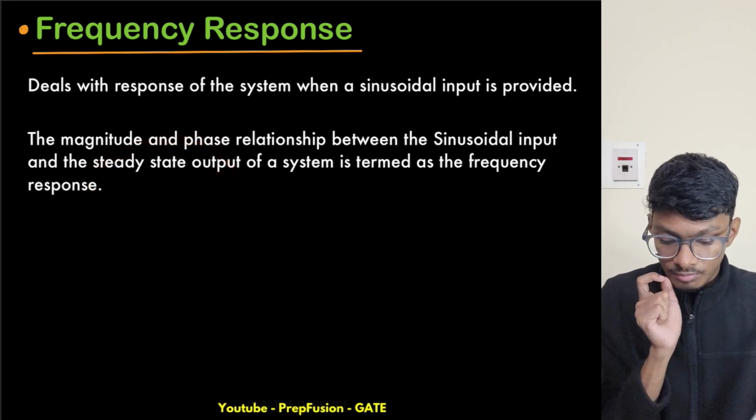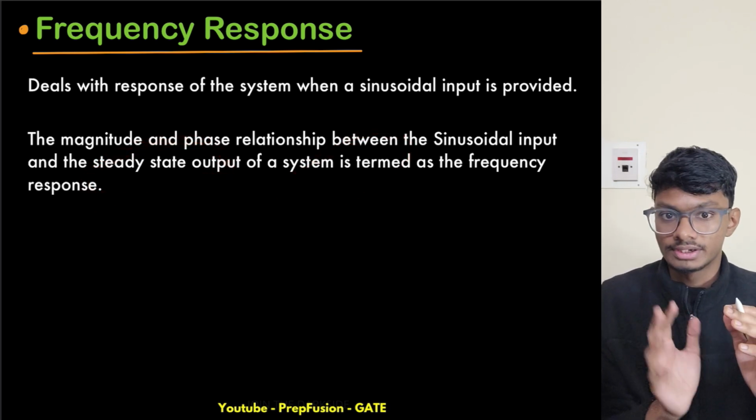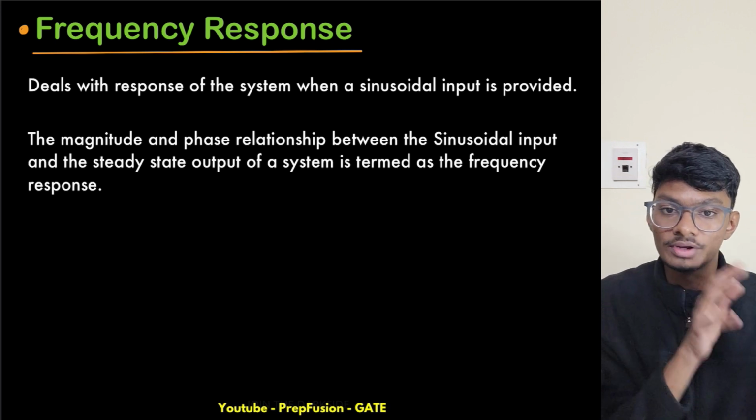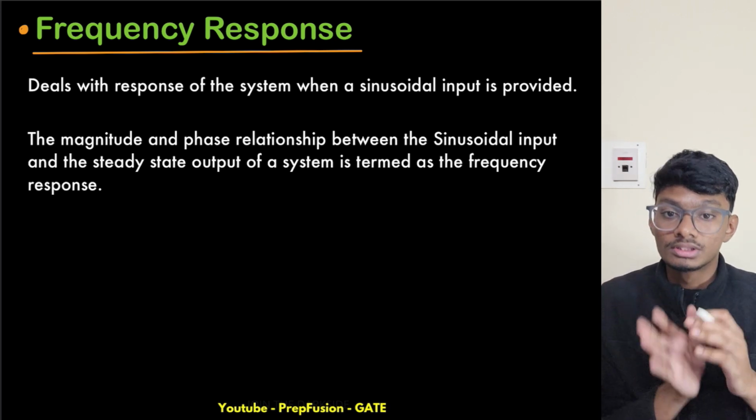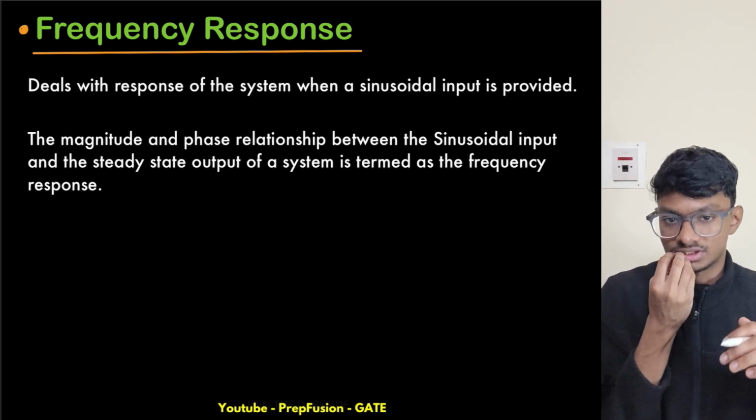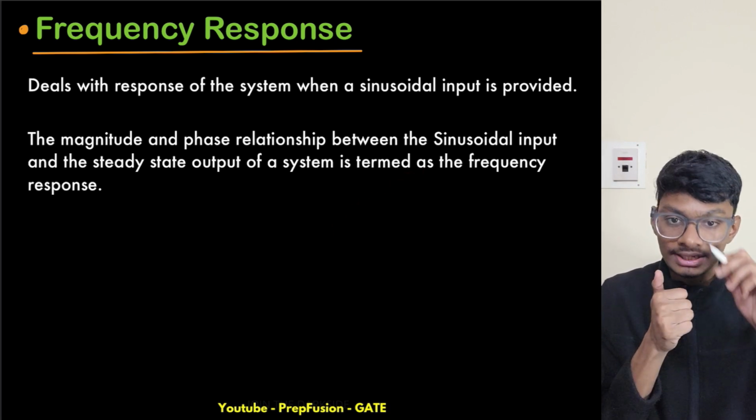So initially my output won't be sinusoidal, right? It will be a combination of exponential and sinusoidal, right? Then at steady state, if the system is stable, what will happen? That transient, right?